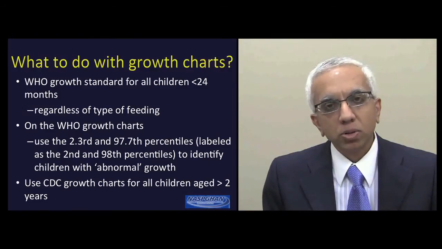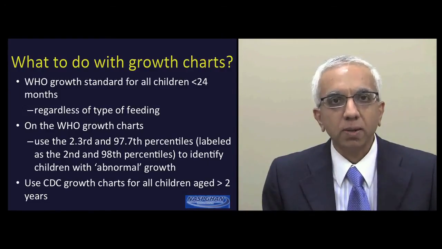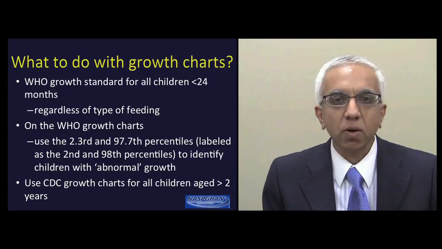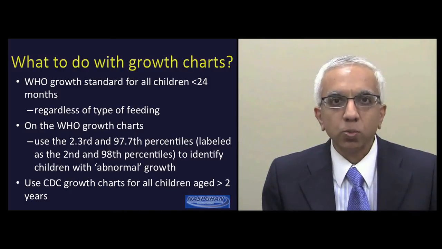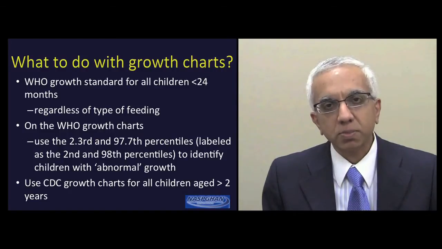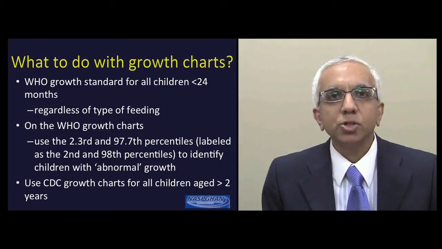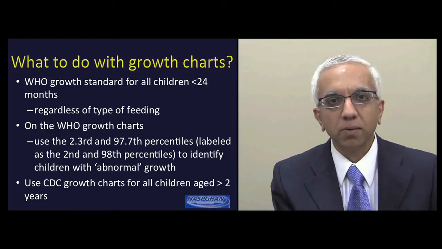It is important to use the WHO growth standard irrespective of the type of feeding. Whether the child is breastfed or bottle fed, if the child is less than 2, the child should be put on the WHO growth chart. When using the WHO growth chart, the 2.3rd percentile and the 97.7th percentile, which are labeled as the 2nd and 98th percentiles, should be used as indicators of abnormal growth. The CDC growth chart should be used for all children above the age of 2.